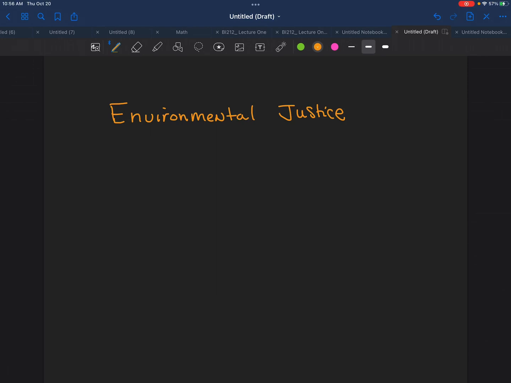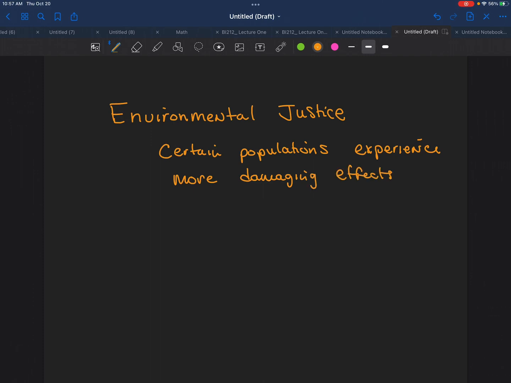When we talk about environmental justice, there are certain populations that tend to experience disproportionate bad effects of environmental degradation. So certain populations, you could say, experience more damaging effects from degraded ecosystems. And this could even be urban ecosystems.